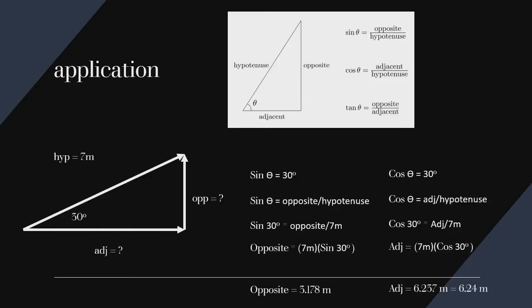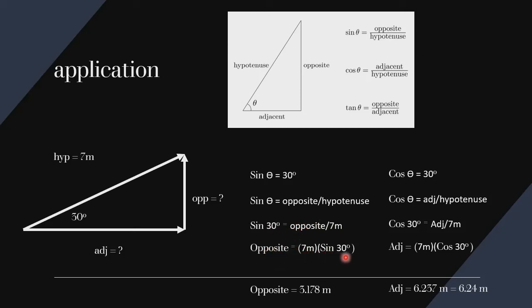Now here we are going to apply the problem. For example, our hypotenuse is 7 meters and our theta is 30 degrees. We do not know how much our opposite is. We also do not know how much our adjacent is. If I would like to solve for the opposite, I am going to use sine theta, and my theta here is 30 degrees. So sine theta is equal to opposite over hypotenuse. So sine of our theta, 30 degrees, is opposite over 7 meters. And our opposite can be solved using 7 meters times sine theta.